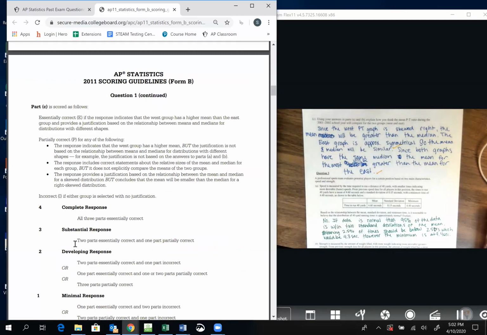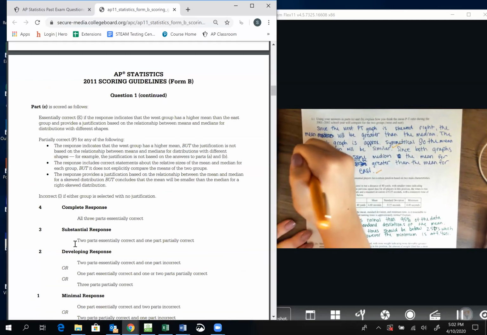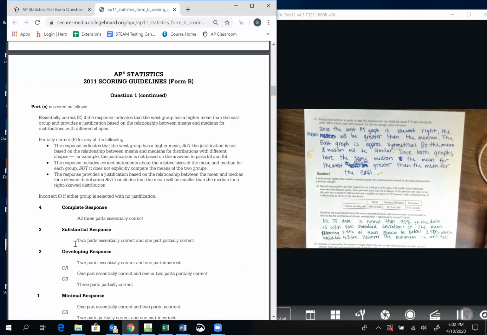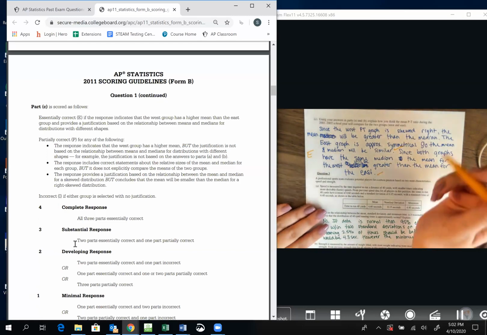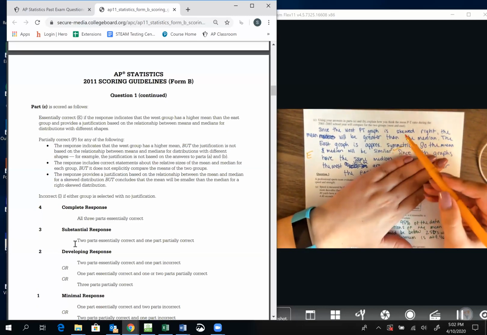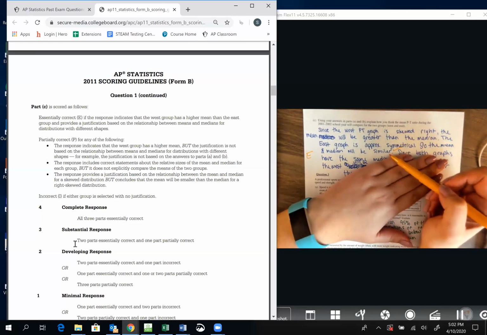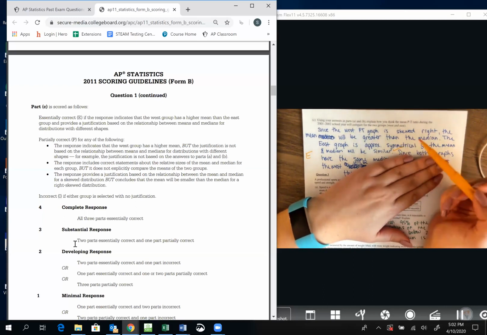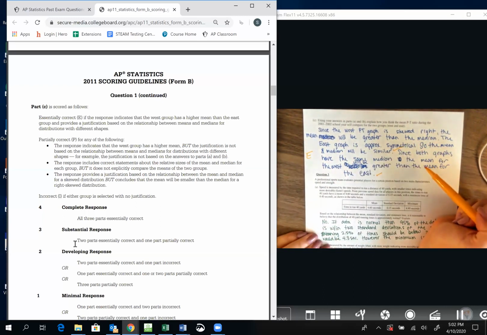Partially correct for any of the following. If the response indicates that the west group, so that should be an E. If the response indicates the west group has a higher mean, but justification is not based on the relationship between means and medians. The response indicates a correct statement about relative size of the mean and median, but does not explicitly compare the means of the two groups. So if you stopped there, if you just did the first sentence or two sentences, however much that is, if you stopped at the word similar, that would be partially correct because I didn't explicitly compare the means like I did in the last sentence.